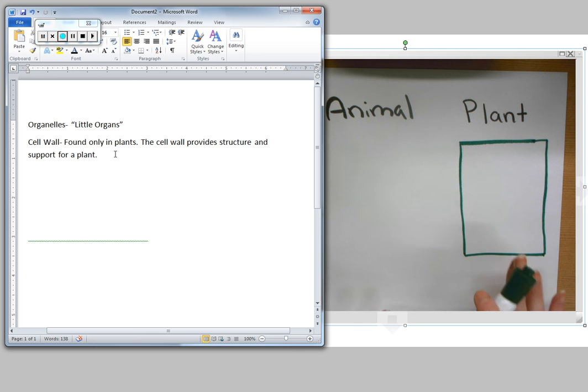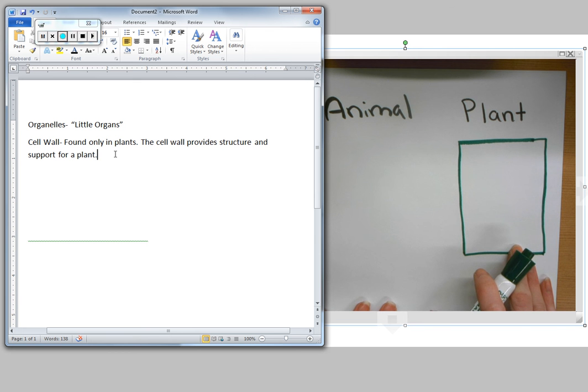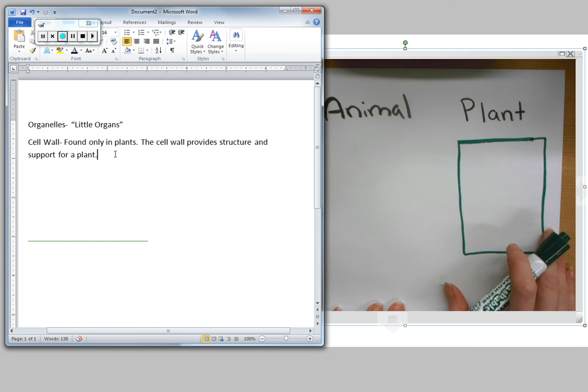So the cell wall is found only in plants and provides structure and support for a plant. We've talked about the cell wall before when we did our pectinase lab. Remember that cell walls are made out of cellulose and pectin, and it gives the cell support and structure.